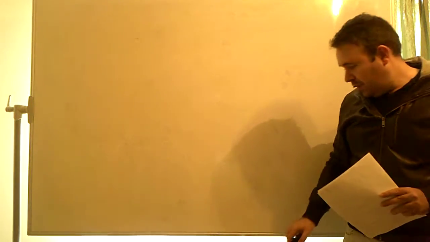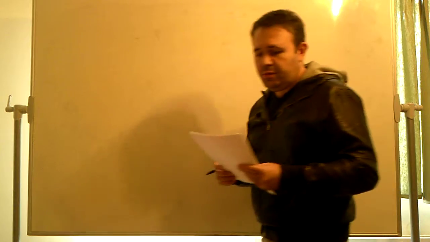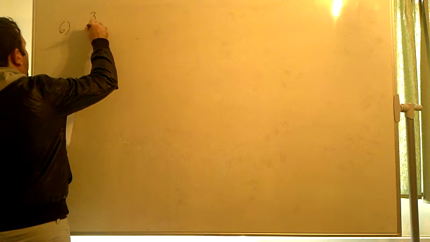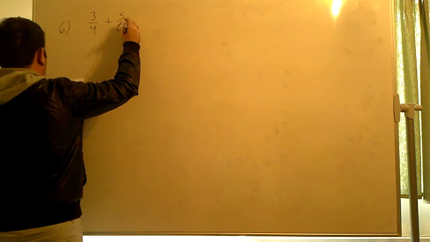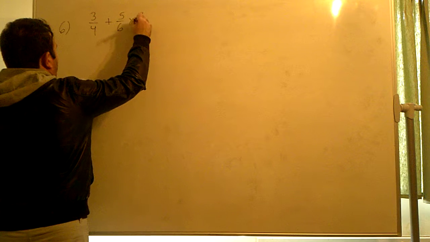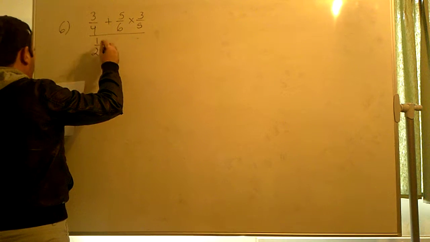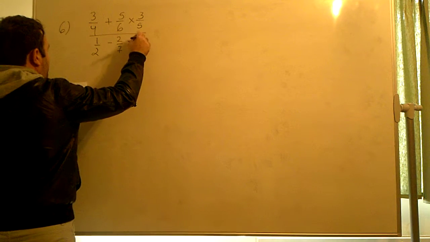Hello and welcome once again to Principia Mathematica, and we are going to carry on with the second part of the lesson on complex fractions. So we're going to see a new example, which is 6 is 3/4 plus 5/6 times 3/5 divided by 1/2 minus 2/7 times 7/5.